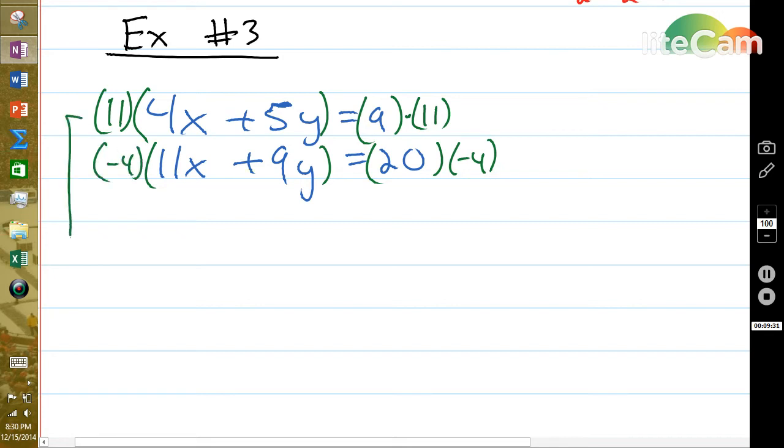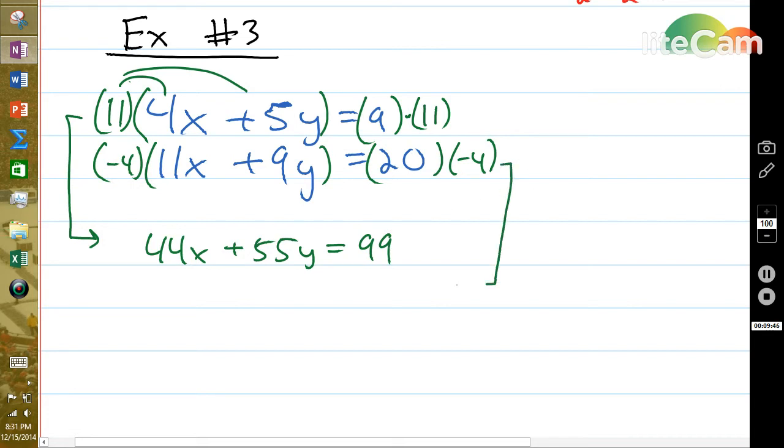I'm going to rewrite the top equation. 11 times 4x is 44x. 11 times 5y is going to be plus 55y. 9 times 11 is 99. Second equation, copy down here. Negative 4 times 11x is going to be negative 44x. And you'll notice that we have those two terms that will cancel out now. Negative 4 times 9y is going to be negative 36y. Negative 4 times 20 is going to be negative 80.